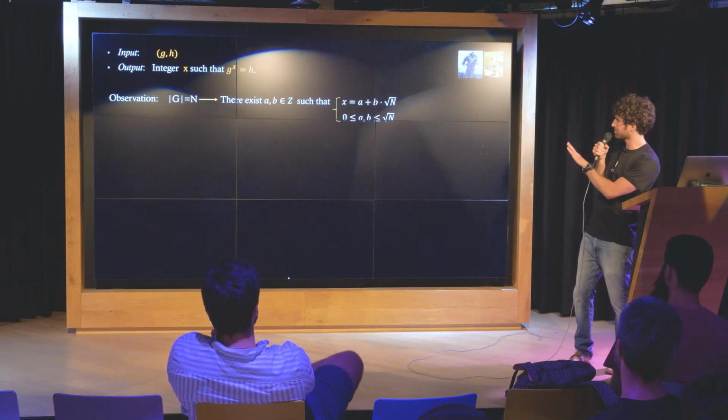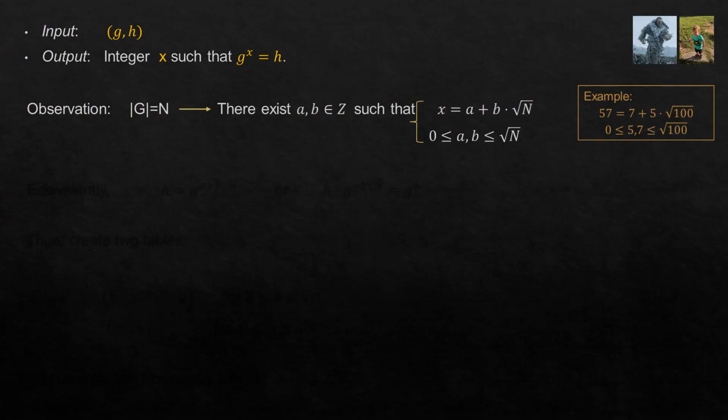So this may seem cryptic, but it's exactly like saying that 57 can be written as 7, a digit, plus 5, which is another single digit, times the square root of 100, right? A and b are small, and we just multiply by square root of 100. And this a is like fine-tuning, that's the baby step. And the larger steps are the giant steps, what we multiply by the square root of n.